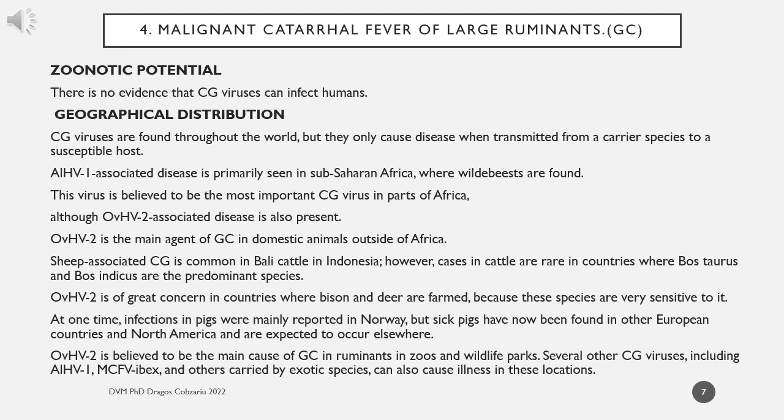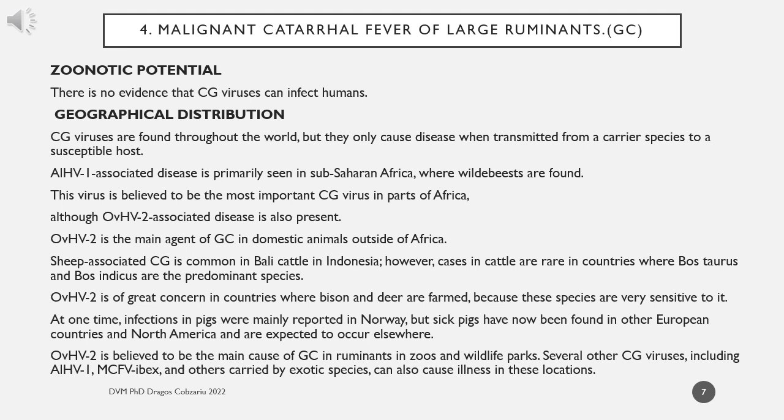However, cases in cattle are rare in countries where Bos taurus and Bos indicus are the predominant species. OvHV-2 is of great concern in countries where bison and deer are farmed, because these species are very sensitive to it. At one time, infections in pigs were mainly reported in Norway, but sick pigs have now been found in other European countries and North America and are expected to occur elsewhere.